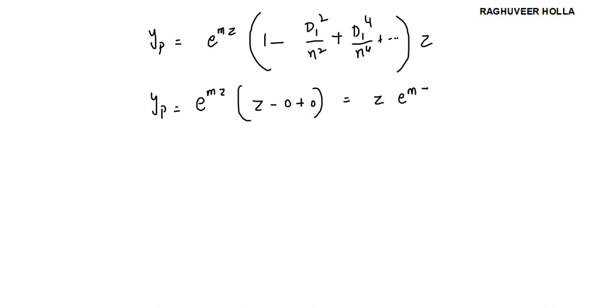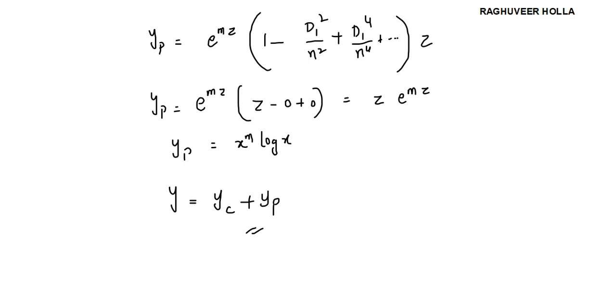Or I can write this z as log x. And finally I can write this as x to the power of m and log x, right? So this is your yp. So y is equal to yc plus yp. So hence we have solved this.